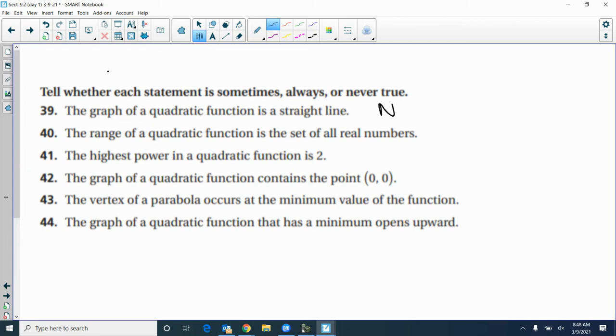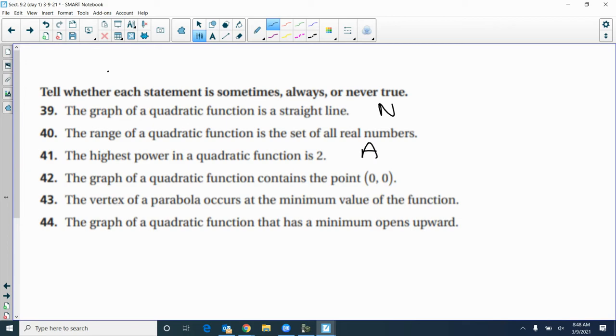The highest power in a quadratic function is 2. Connor, think about that. What does it mean by power? It means like a little number above the variable. The little number, also called an exponent. So what do you think this would be? Always, sometimes, or never? Always. Yep, highest power is always 2.